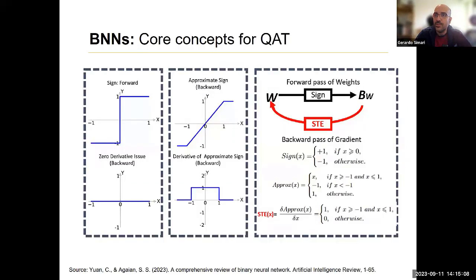So the core concepts, again, in this nice graphic from a recent survey, is the sign function. You have the zero derivative issue on the way back. That's why you have what's called the approximate sign, or the straight-through estimator. The derivative looks like this, and essentially you can take care of all the training operations.